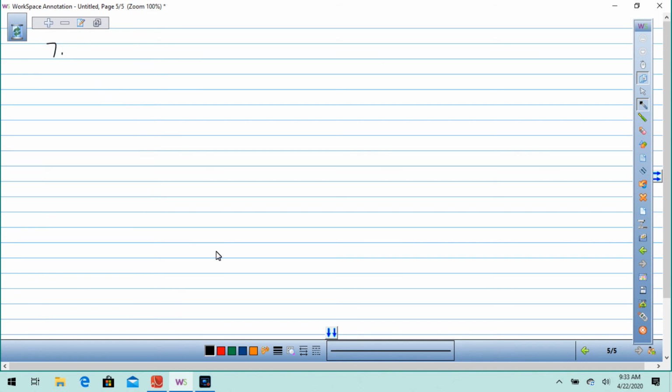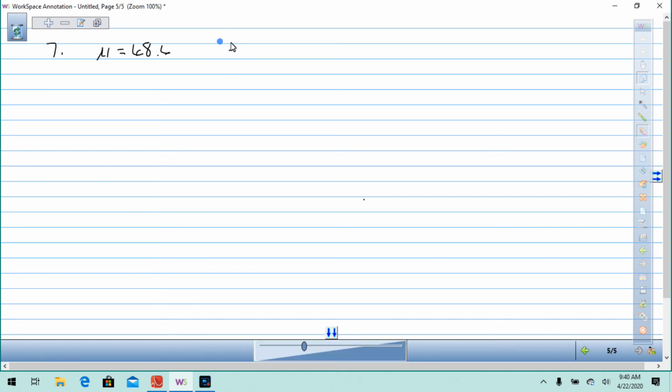7. Number 7, Disney monorail. Consider the same Mark 6 monorail described in the preceding exercise. Assuming that heights of men are normally distributed with a mean of 68.6 and a standard deviation of 2.8.